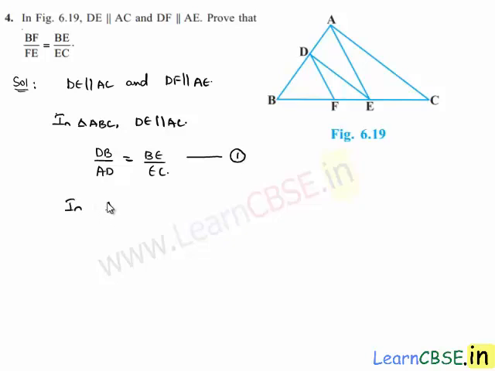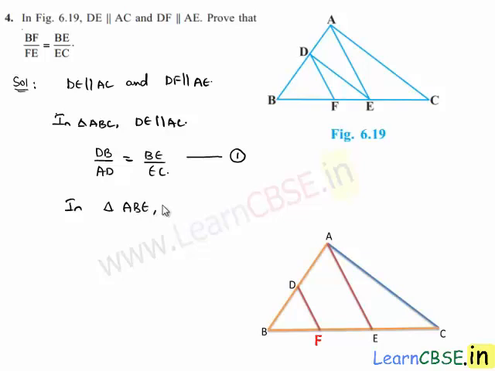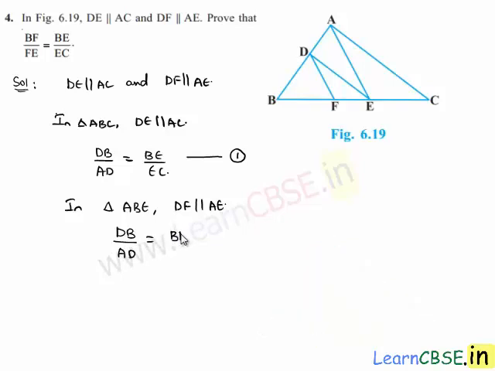In triangle ABE, given that DF is parallel to AE. So if we apply the basic proportionality theorem in triangle ABE, we get DB by AD is equal to DF by FE. Let it be as equation number 2.